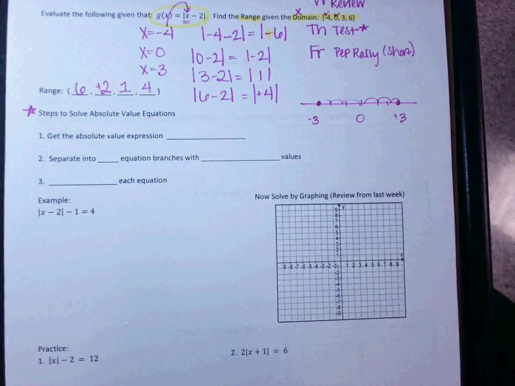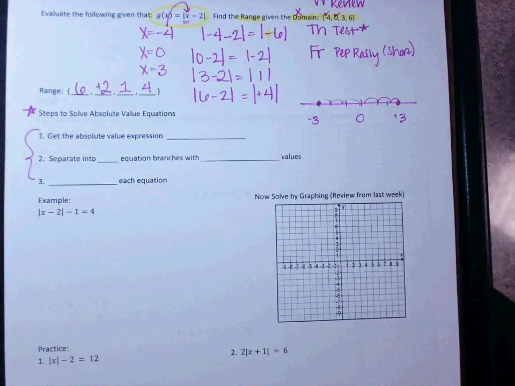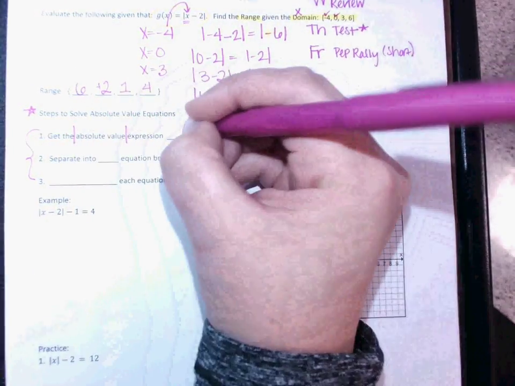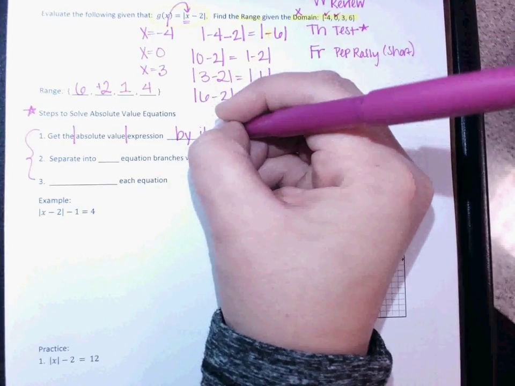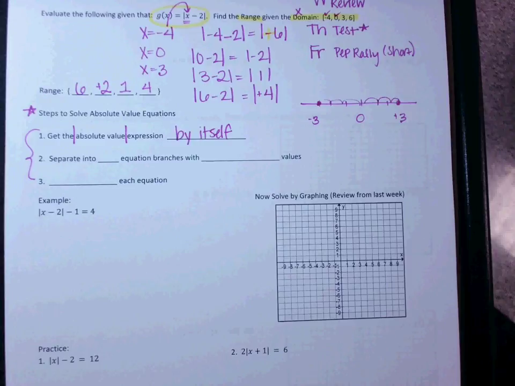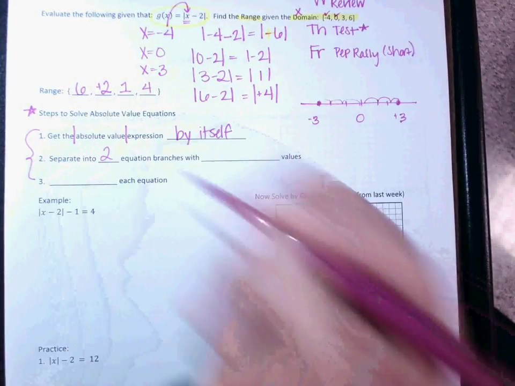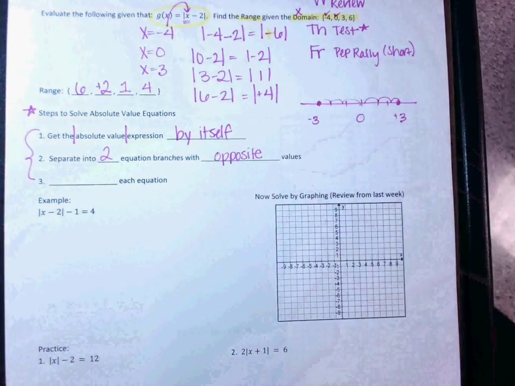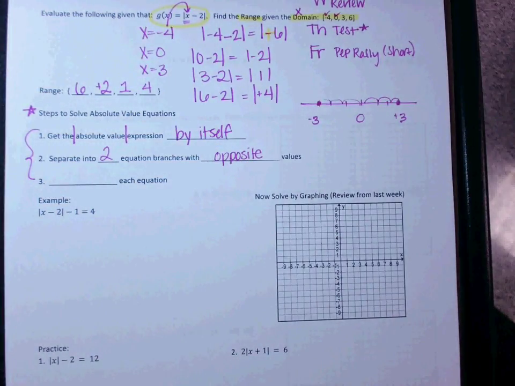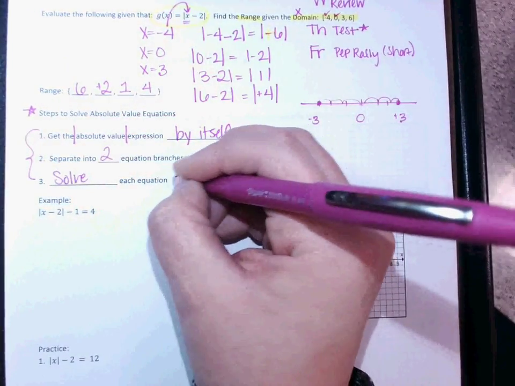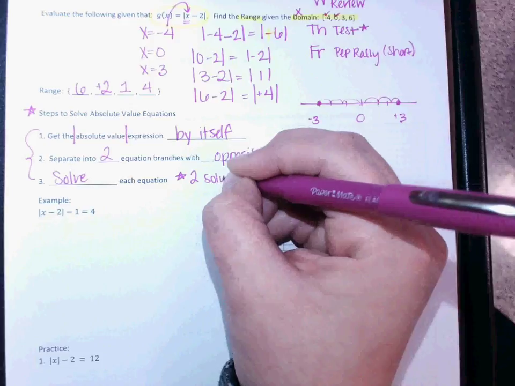Okay? Alright, so focus right here for me. This is what we're doing the next 2 days. We are going to practice solving absolute value equations. The first thing that you need to do is get the absolute value bars by themselves. Then you're going to separate into 2 equations with opposite values. Okay, and I'll show you what that means in a second. Then after that, you are going to solve each equation. Remember that usually you will get 2 solutions.